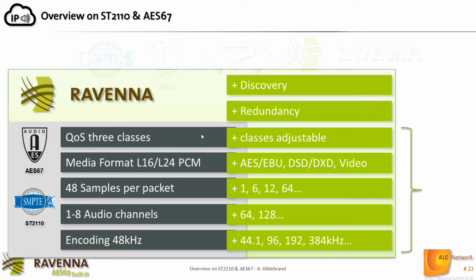So overall, we can consider that AES67 and ST2110 are subsets of Ravenna. Actually, from the Ravenna perspective, AES67 and ST2110 are just so-called operational profiles. So within the larger Ravenna definition, we have created profiles which exactly describe what a Ravenna device needs to fulfill in order to be fully AES67 or ST2110 compliant, of course, preserving the full compatibility with the Ravenna ecosystem with the advanced features like discovery and redundancy.